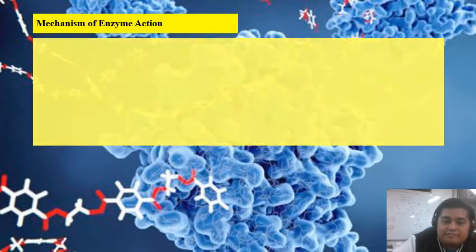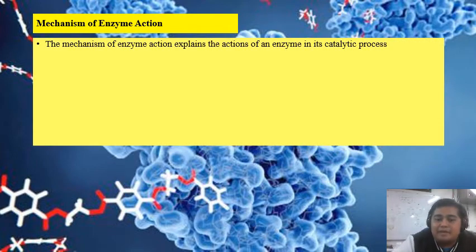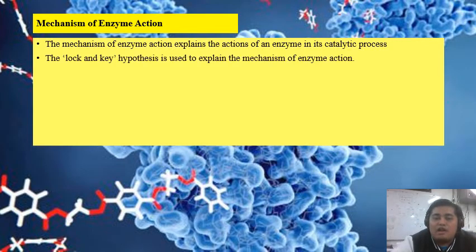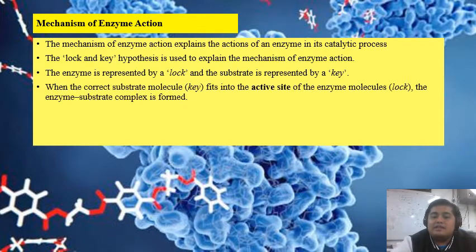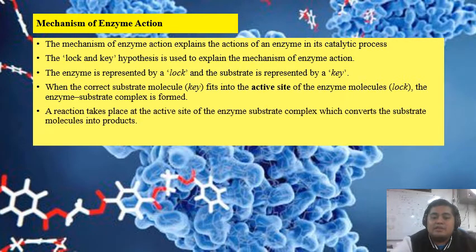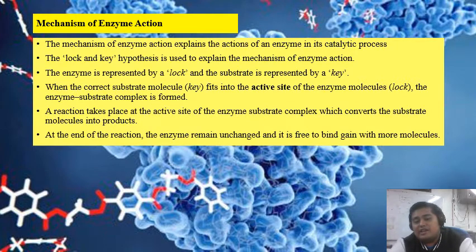Mechanism of enzyme action. So, the mechanism of enzyme action explains the action of the enzyme in its catalytic processes. The lock and key hypothesis is used to explain the mechanism of the enzyme action. The enzyme is represented by the lock and the substrate is represented by the key. When the correct substrate molecule, which is the key, fits into the active site of the enzyme, the enzyme substrate complex is formed.